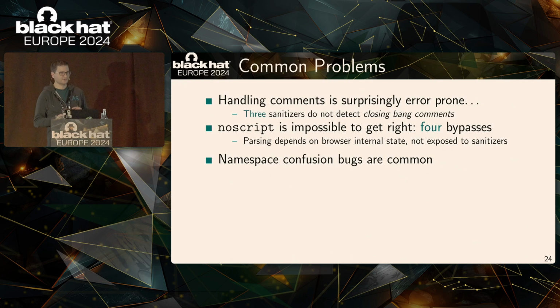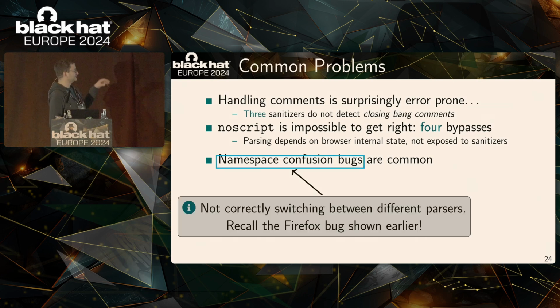Namespace confusion bugs are also really common. Namespace confusion bugs are basically when you have text which changes to, for example, SVG or MathML, which is a different language. You can embed it inside your HTML code, where you can basically typeset mathematics. For a sanitizer, it's really difficult to keep track of this namespace. And I can understand why, the rules are fairly complicated. And even the browsers don't get it right. Like the Firefox example before was also a namespace confusion bug.